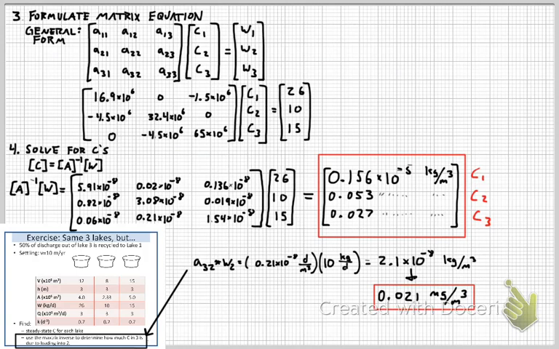I hope this narration was helpful. If you're still challenged by this, there's a very similar example in your textbook, example 6.1. I'd suggest that you check out that explanation as well. Thank you.